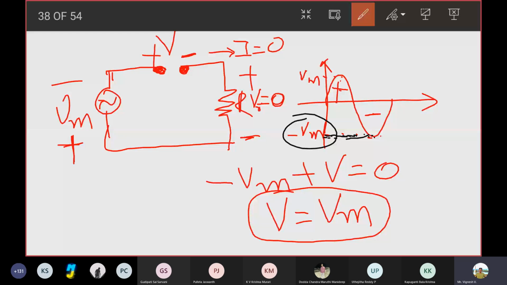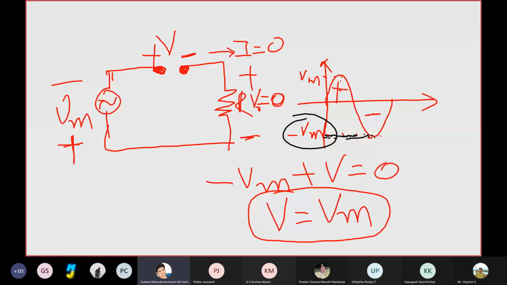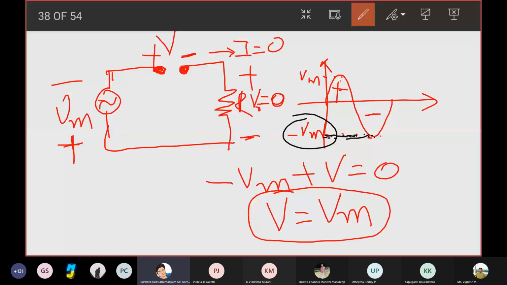We have to sum the V to the negative maximum, sir, for always condition.